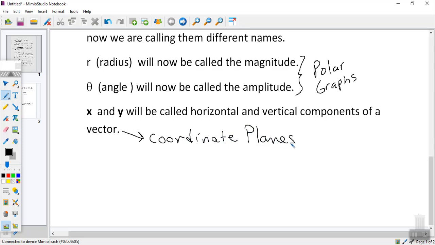And then the question is going to become, if I have a certain polar coordinate, what is that coordinate in a coordinate plane, or as vertical and horizontal components, if you will? If I have polar coordinates, what are they as vertical and horizontal components? So let's jump into that. Let's see what that looks like.